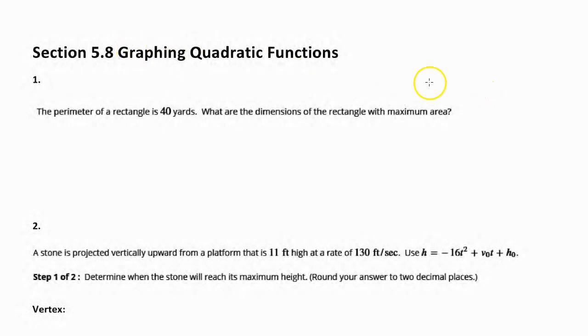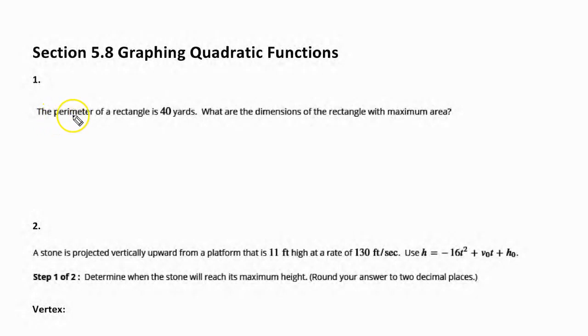Now, as we move into the last section of Chapter 5, Section 8, remember our next class we're scheduled for a test just on Chapter 5. You'll want to review your notes, and of course the Flipped Classroom videos give you the background to do this. This is the practice. So let's start.